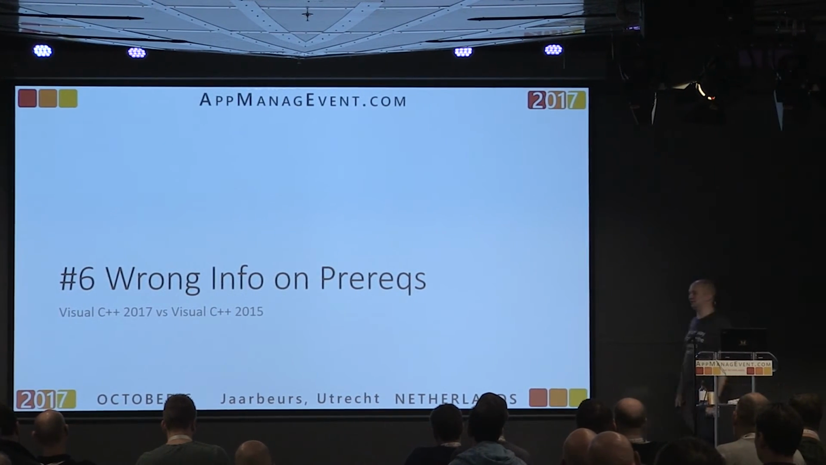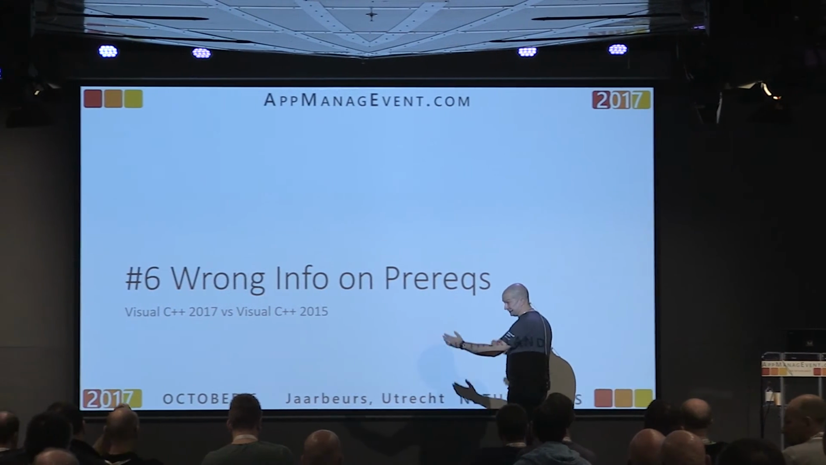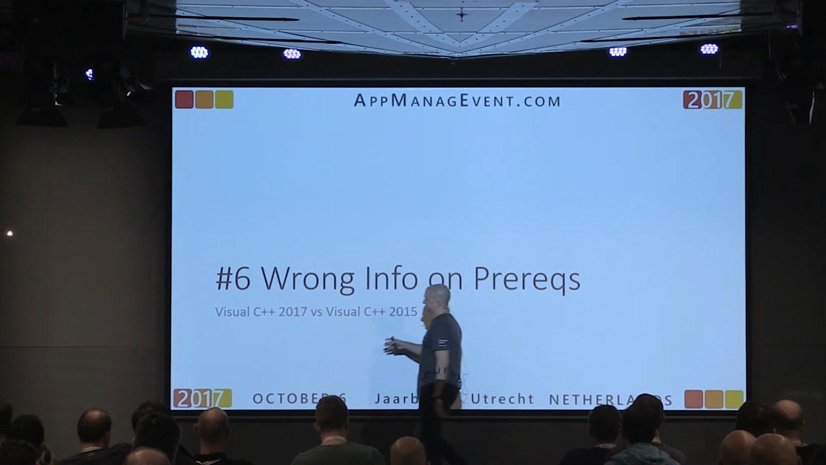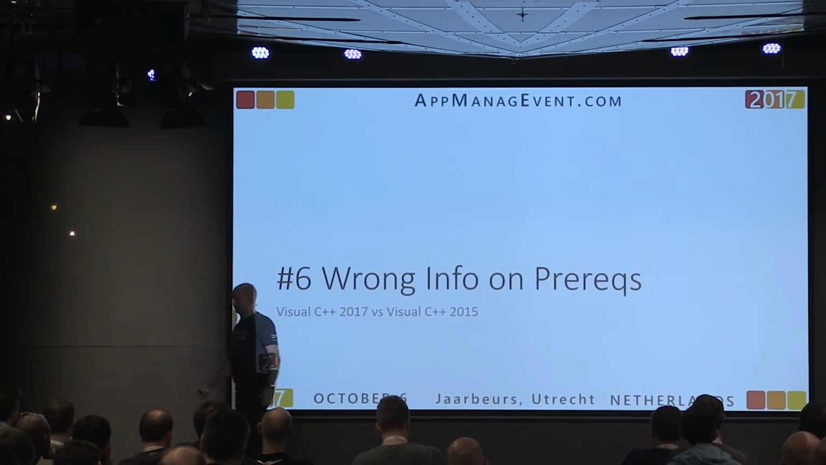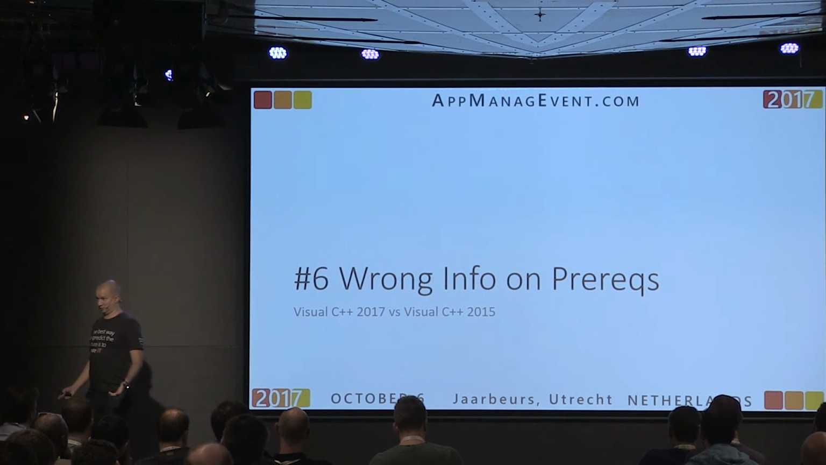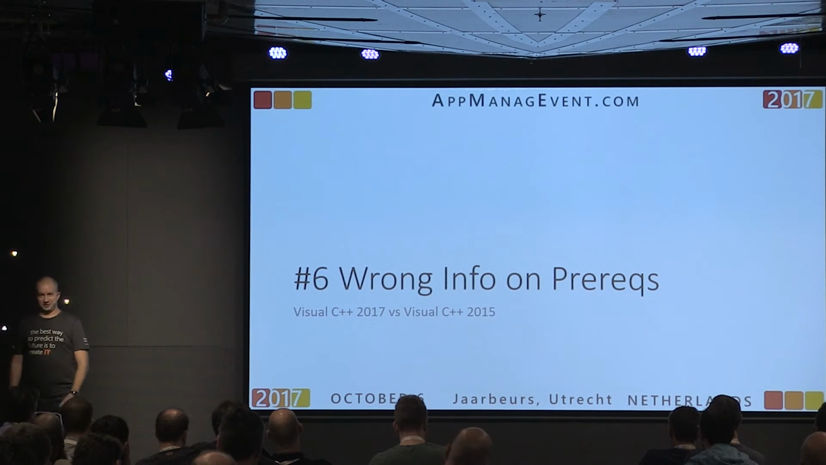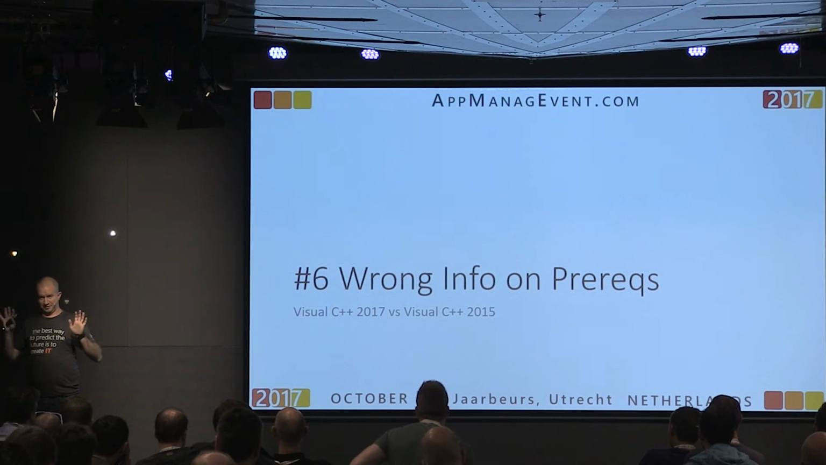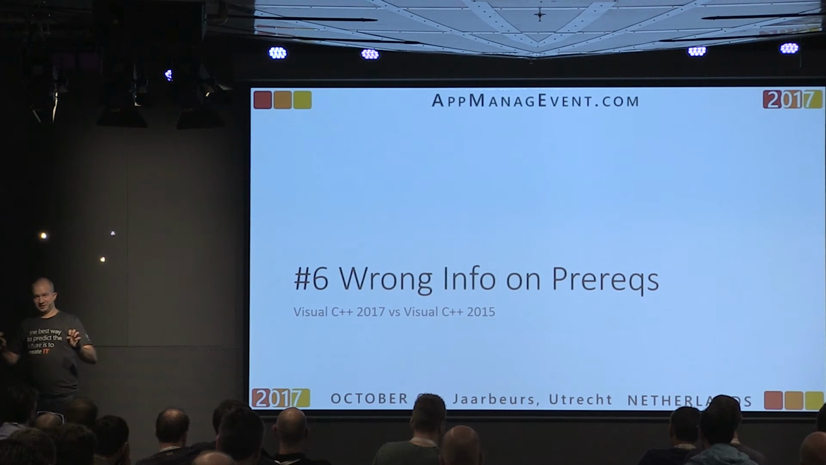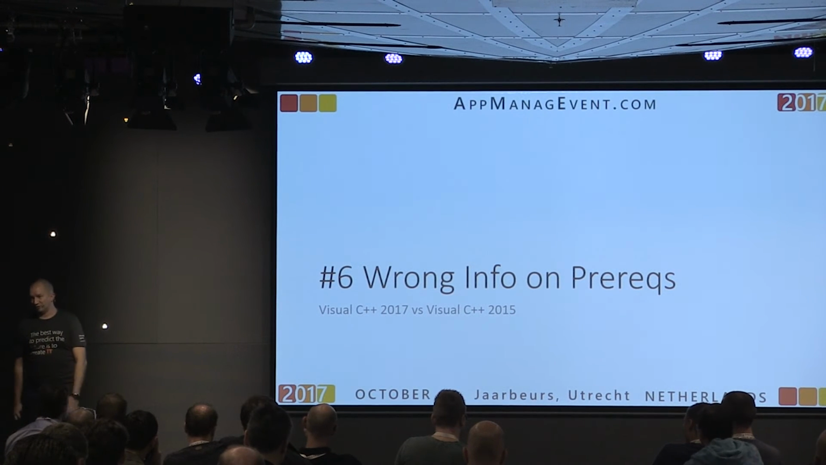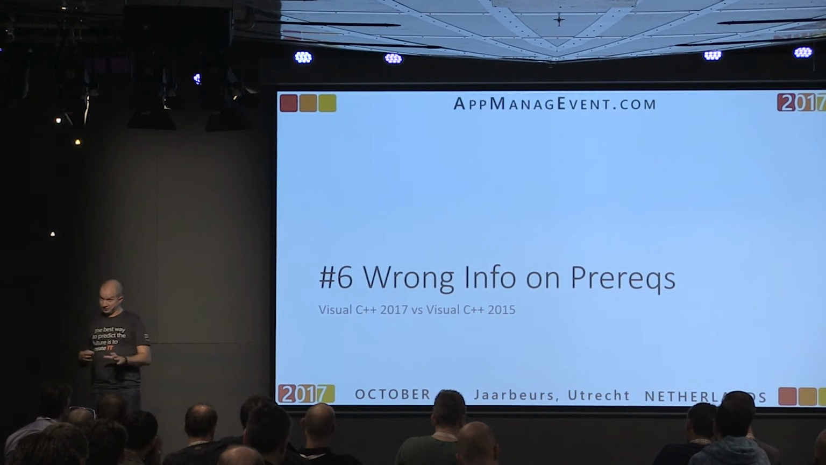Wrong info on prerequisites. This is the newest example. Mikko and I both actually saw this. Visual C++ 2017 actually is not a new version, but it updates the 2015 one, which means that when any application checks if that version is there, they both have version 14. Can we blame the dev? Actually, I think we should blame the dev who did those libraries. So I don't really want to blame too much on people not doing these prereq checks.